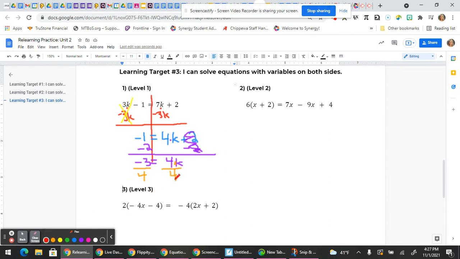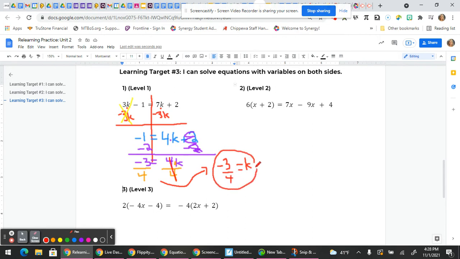Now, 4 divided by 4 does cancel. So 4 divided by 4 is actually 1k, or just plain old k. And I'm just going to write my answer right over here so I've got enough space. So I've got k equals, and now this is negative 3 divided by 4. So we can just leave this as a fraction, negative 3/4.